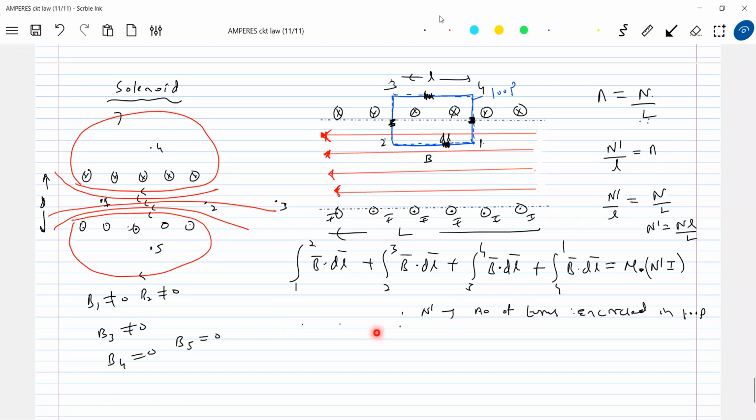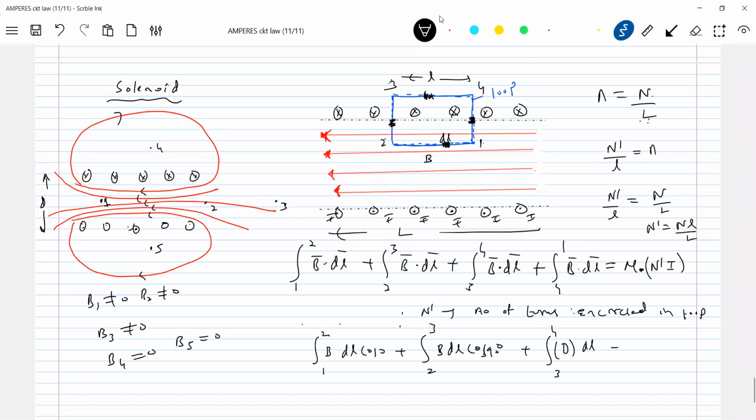Or you can write the equation. So there should be B dl cos 90. B itself is 0 there, don't write any other thing. So B dl cos 90, this will be 4 to 1. This should be equal to mu naught.